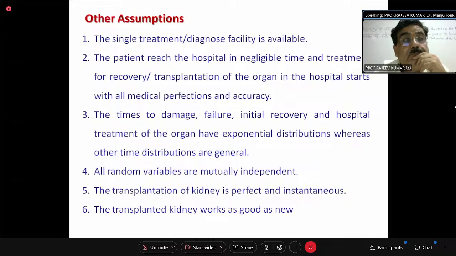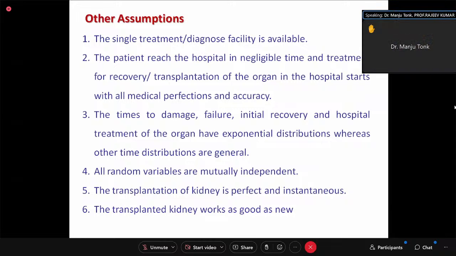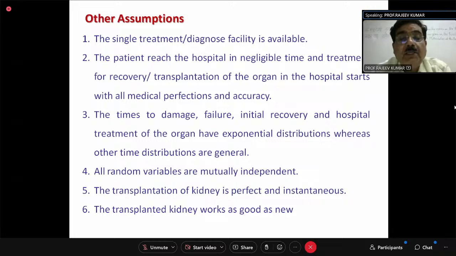Sir, what about the third and fourth assumptions? Are these really fulfilled, or are we just assuming? How can we confirm these assumptions? Yeah, that assumption, you see, we have taken this assumption here, and that's why I'm calling it an assumption. Basically, this cannot be verified from the system that we have taken.